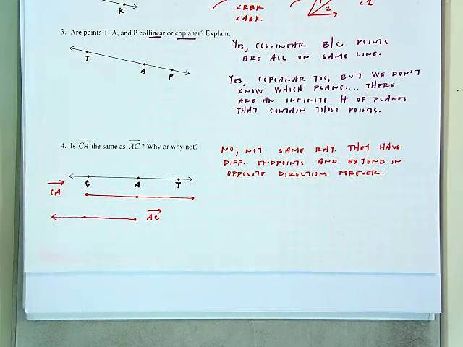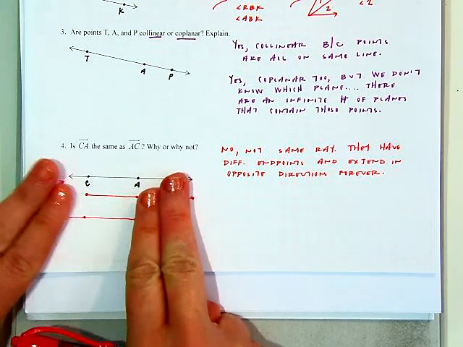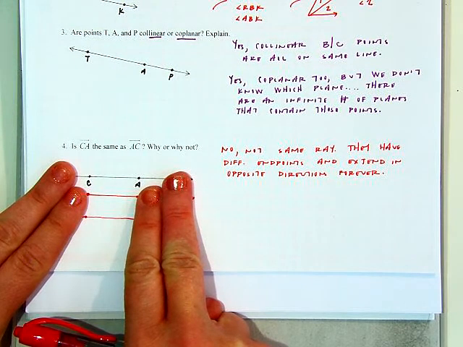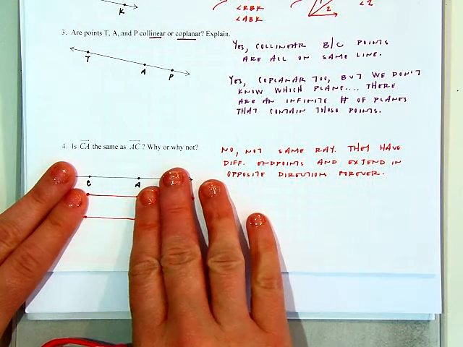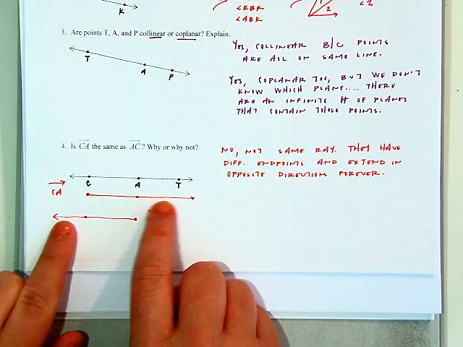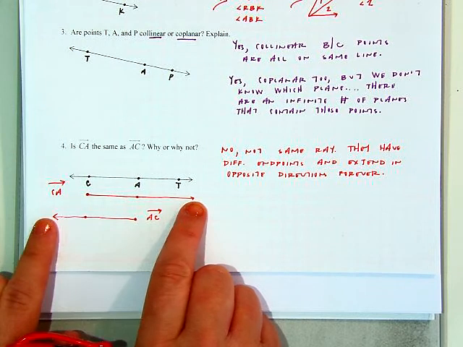Okay, they do share a little overlap between C and A. That segment they do share in common, segment CA, but otherwise they go in opposite directions forever.